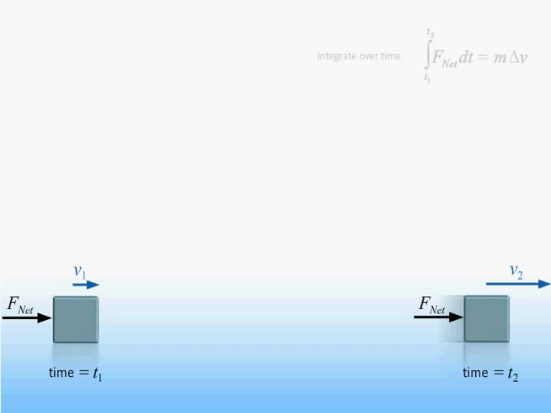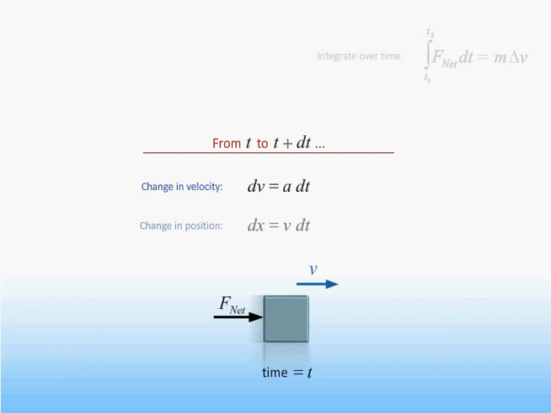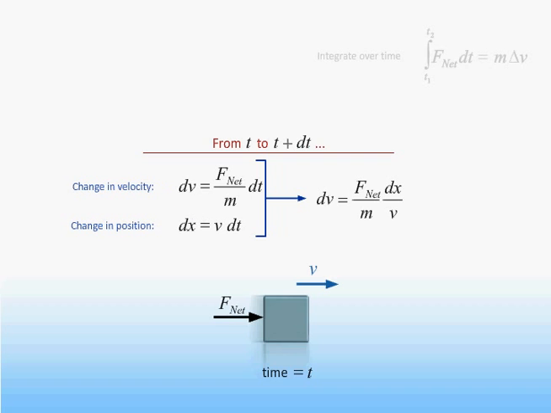We could also describe this situation by saying that the force acting through a distance caused the change in velocity. How do we quantify this description? Well, consider the motion at time t. In the next instant of time, dt, the velocity will change by an amount dv, which is equal to the acceleration times dt. In this same time dt, the position will change by an amount which is equal to the velocity times dt. We apply Newton's second law to replace the acceleration by the net force divided by the mass, and then combine the equations to eliminate dt and obtain the equation shown.